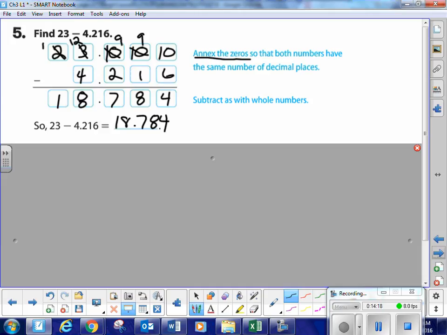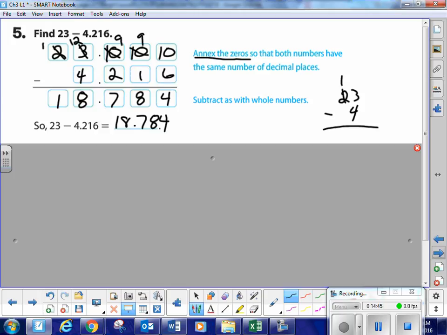Let's go ahead and, off to the side, do some rounding and check for reasonableness. We'll do it right here. 23 doesn't round, and we minus 4 from it, because 4.216 rounds down to 4 because you're just looking at the tenths place. Don't start all the way at the end and start rounding. Just start at the tenths place.